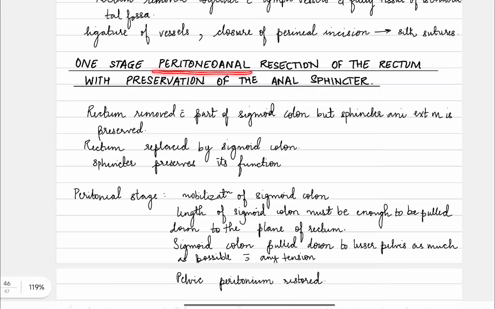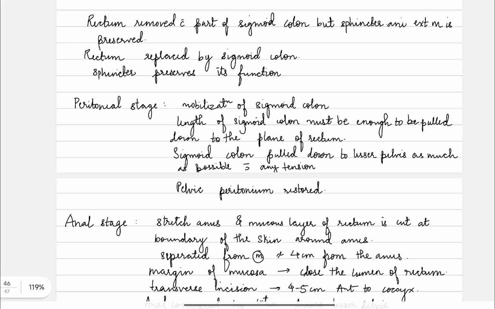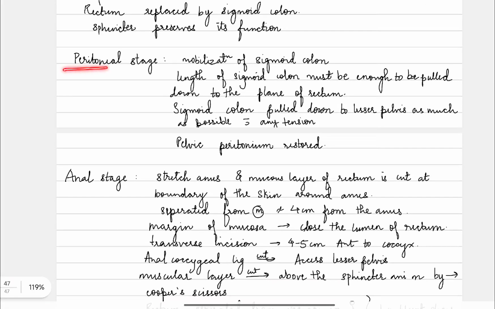One stage peritoneoanal resection of the rectum with the preservation of the anal sphincter. Rectum is removed with the part of sigmoid colon, but the sphincter and external muscle are preserved. Rectum is replaced by sigmoid colon, and the sphincter and its function are preserved.